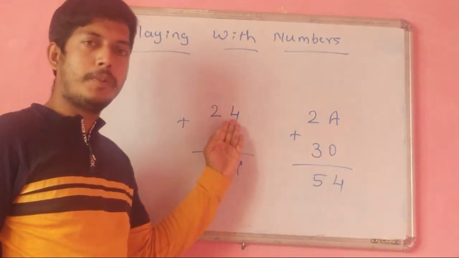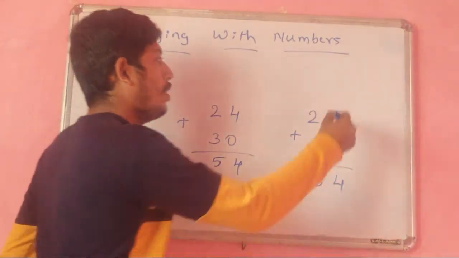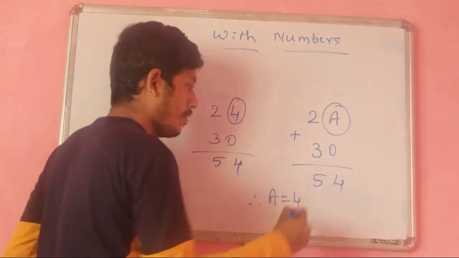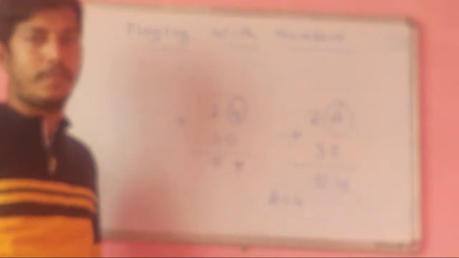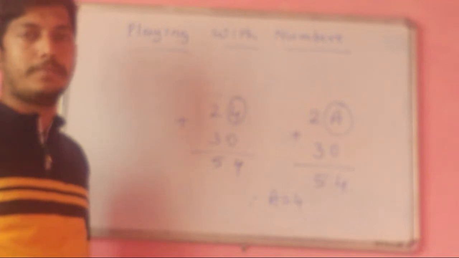Here 4 is present, and in this problem instead of 4, a is present. So that means the value of a is 4. Therefore a equals 4. In that case only, the sum becomes 54. So that means we have to find out the unknown values.